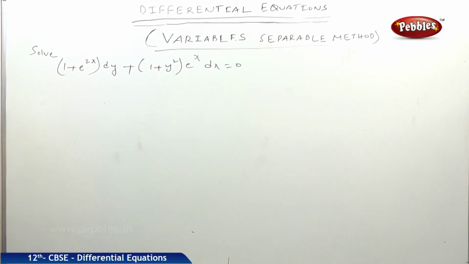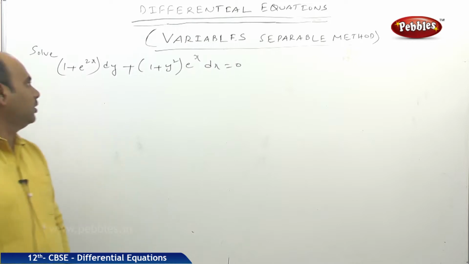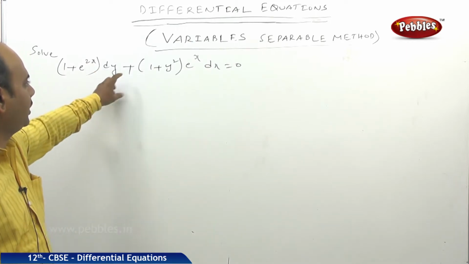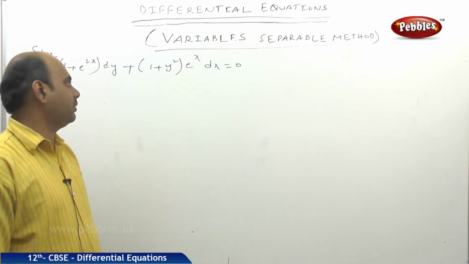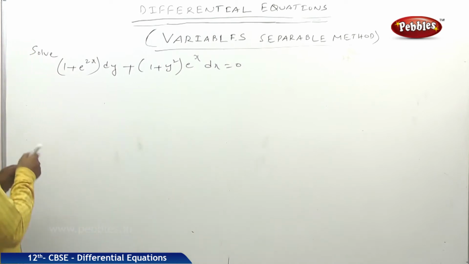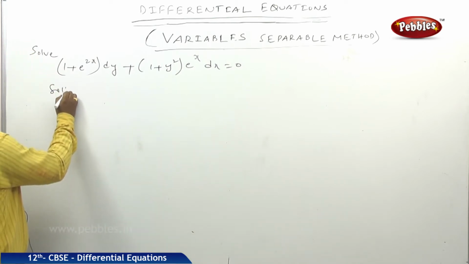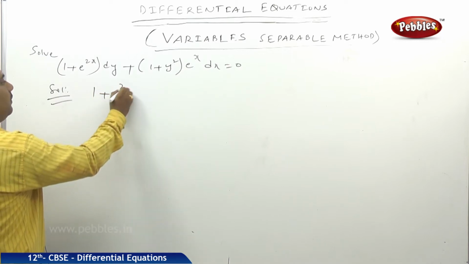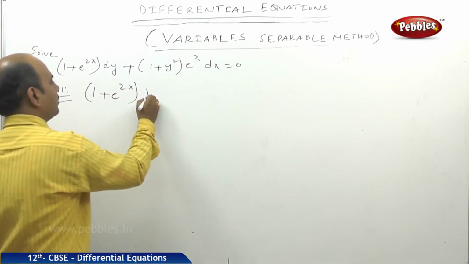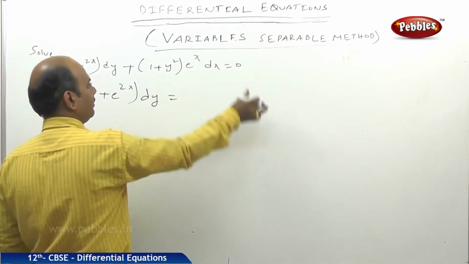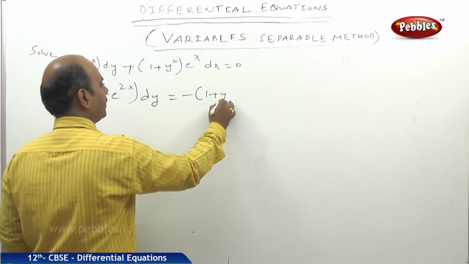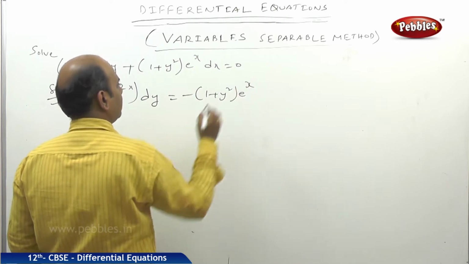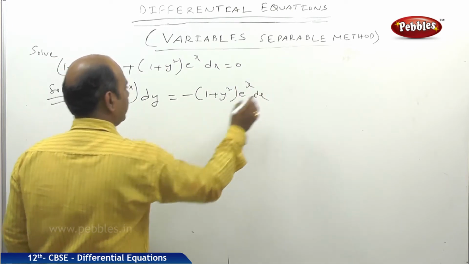Right, now we shall be seeing another lengthy question. He is asking us to solve (1 + e^(2x)) dy + (1 + y²) e^x dx = 0. Right, so this is our given relation. So what I will be doing, (1 + e^(2x)) dy is equal to this, I will send to that side. So minus of (1 + y²) e^x dx.